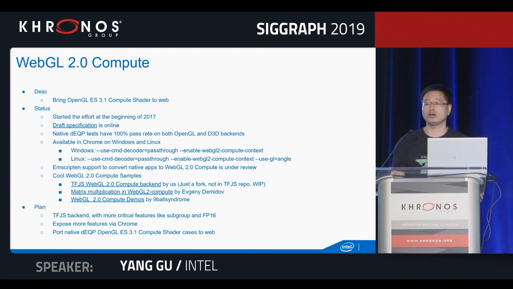For example, we are working on the TensorFlow.js WebGL 2 compute shader backend. And thanks to the great work by a Russian physicist named Evgeny, he did all the great job to optimize the matrix multiplication based on the WebGL 2 compute. And we also have some very great demos related to the compute by the nine-ball syndrome. So as the next step, we will continuously bring some performance critical features such as subgroup support and the FP16 support to this feature.